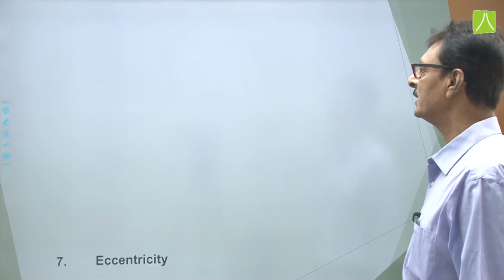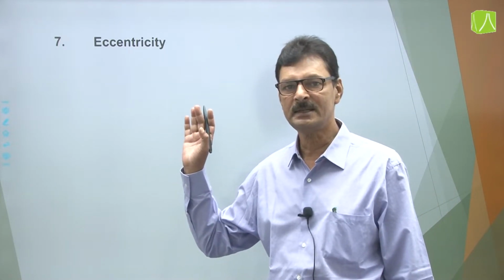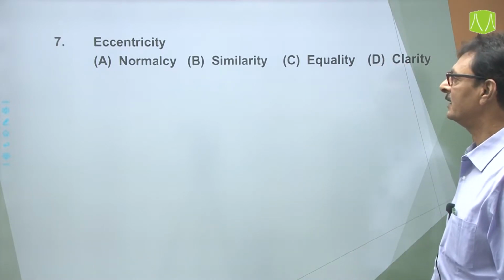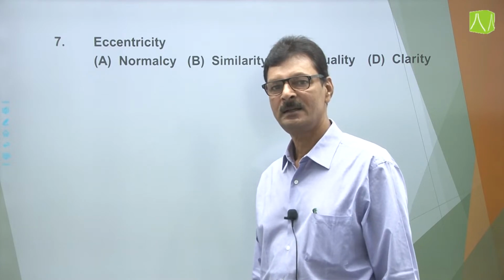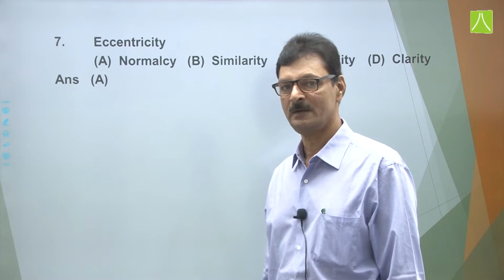Quickly move on to the next word, eccentricity. We have done this word earlier. Eccentric is crazy. Normalcy, similarity, equality or clarity. तो क्या होगा? Yes. The correct option is option number A, that is normal or normalcy.